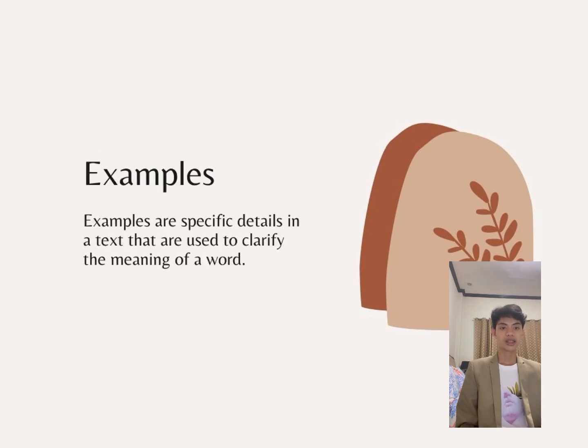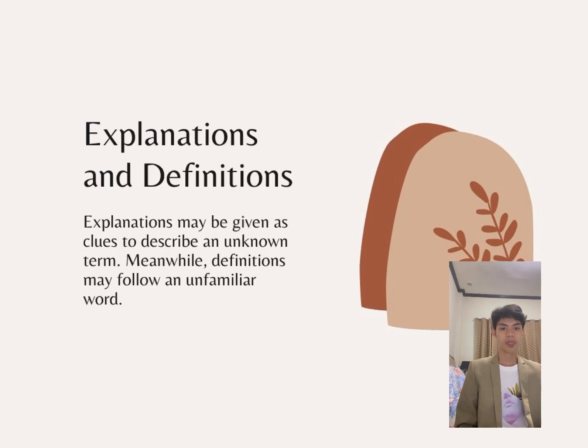Third one is the example, which is defined as a specific detail in a text that is used to clarify the meaning of a word. So, if the reader could not understand the word, he or she can look for some examples related to it so he or she could better understand what it really means.